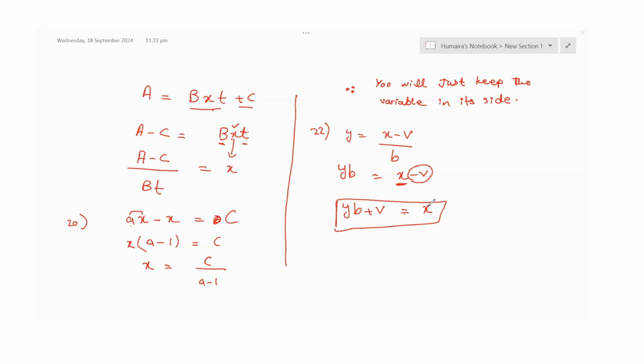Now, number 24. That is x over a equals y over b. Now, would you like to try? Yeah.